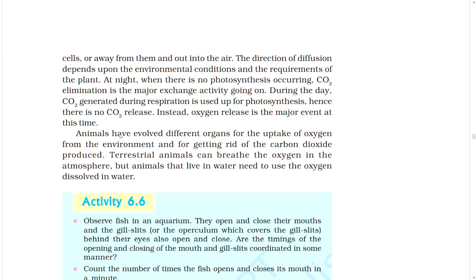At night, when there is no photosynthesis occurring, CO2 elimination is a major exchange activity going on. During the day, CO2 generated during respiration is used up for photosynthesis, hence there is no CO2 release. Instead, oxygen release is the major event at this time. Animals have evolved different organs for the uptake of oxygen from the environment and for getting rid of the carbon dioxide produced. Terrestrial animals can breathe the oxygen in the atmosphere, but animals that live in water need to use the oxygen dissolved in water.